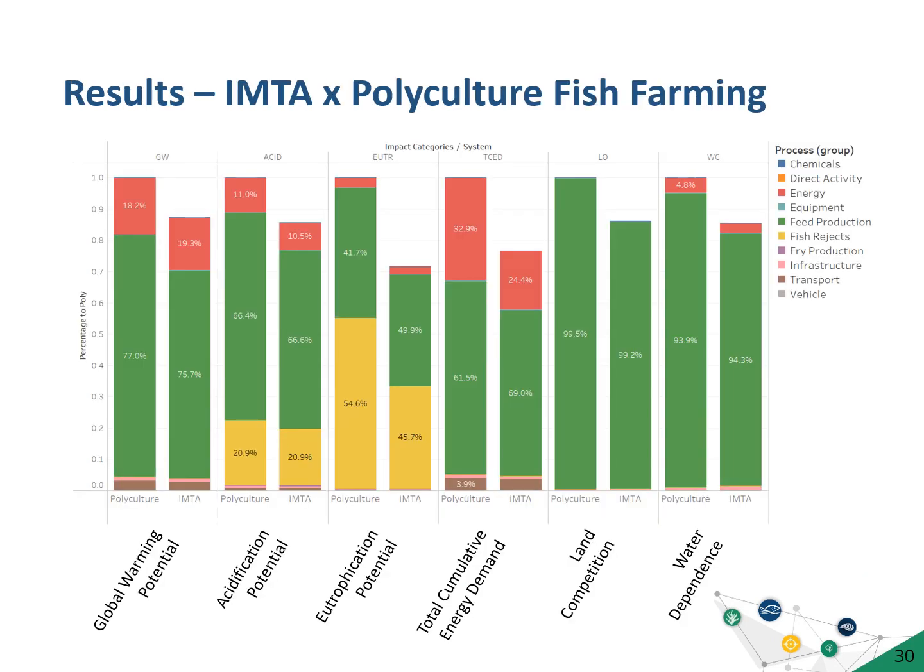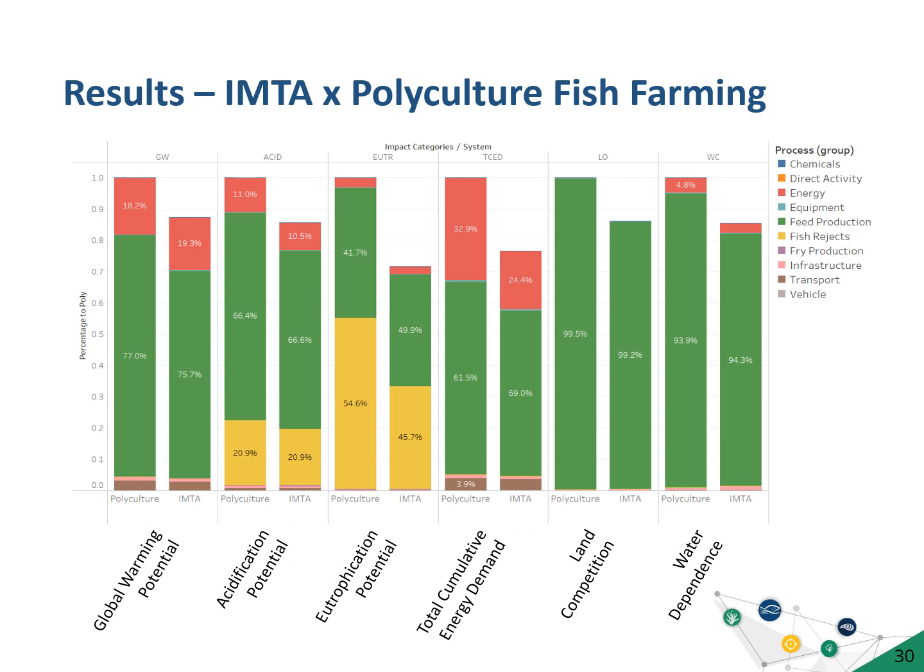So I chose two results from the Integrate project to exemplify the LCA analysis. We selected 6 impact categories, including the global warming potential, acidification potential, eutrophication potential, total cumulative energy demand, land competition, and water dependency.